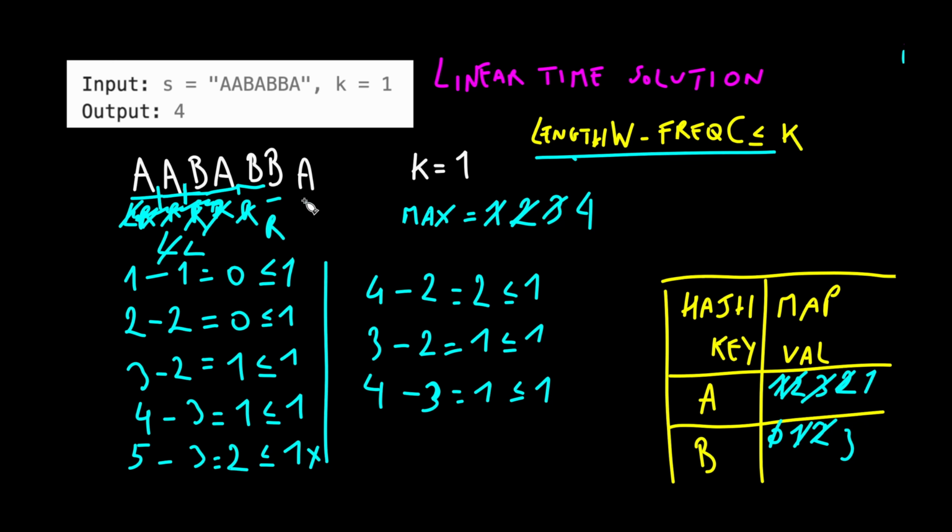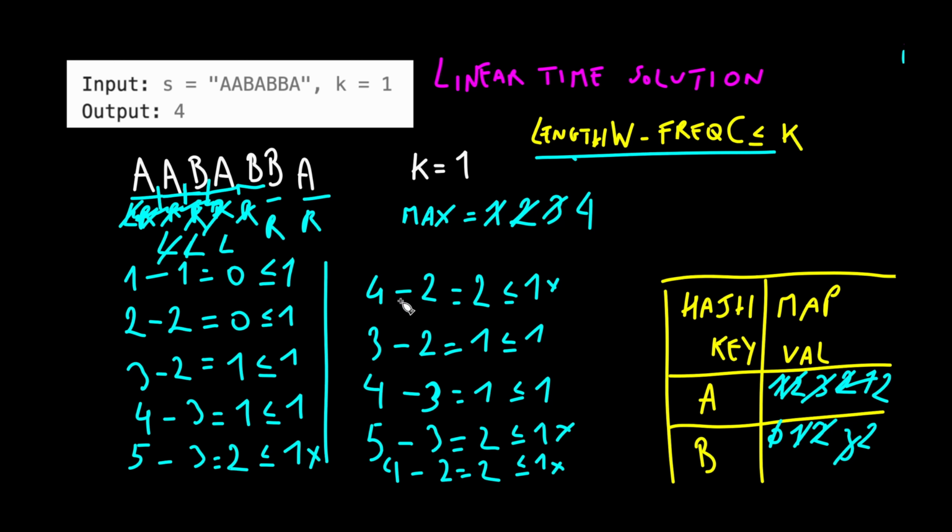We're going to move R by one position here, update the hash map too, and calculate whether the window is valid. So it's 5 minus 3, which is 2. So this is not valid. We actually want to now move L by one position here, and we want to update the frequency. So in this case, it's going to be 2 and 2. We take the window length, which is 4, minus 2, which is 2. So this is not valid again.